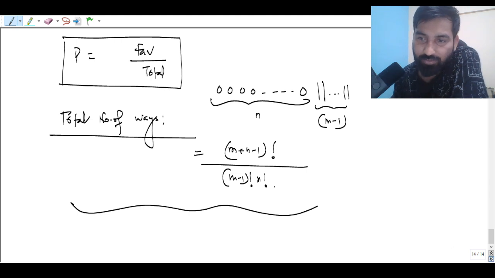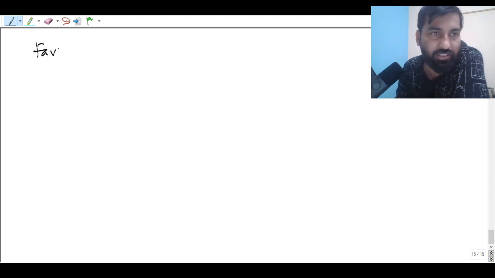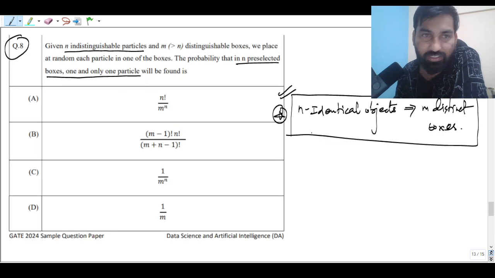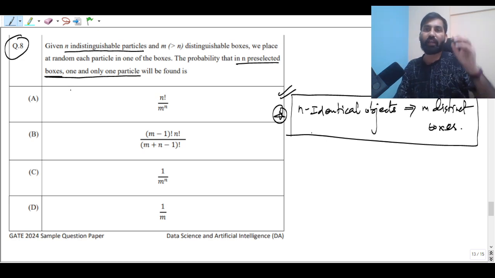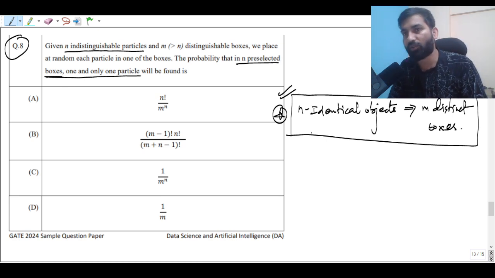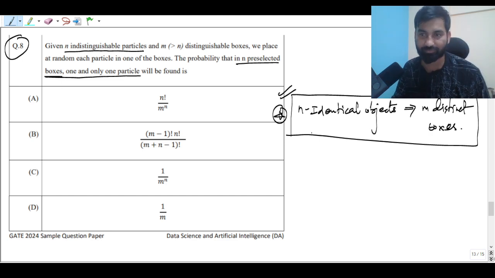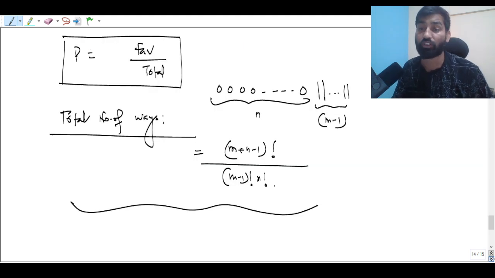We need to find the favorable one. So favorable is nothing but what? We need to first select n pre-selected boxes, as you can see in the question. And in each of the n pre-selected boxes, they must get one and only one particle.